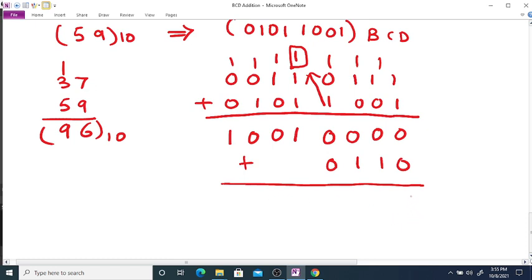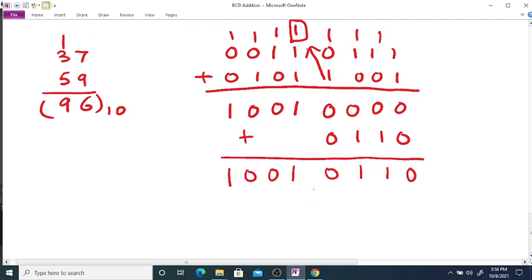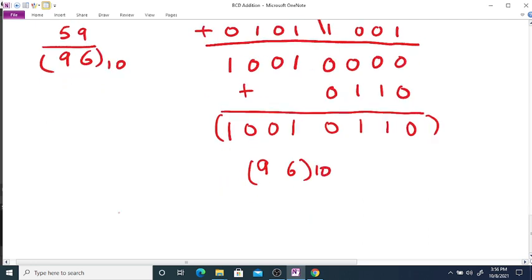Again we will get 0 plus 0 will be 0, and so on. Now if we convert this into decimal, we can see that this is nothing but 9 and 6. So we get the correct answer over here. The correct answer for the BCD addition of the given two numbers is 1001 and 0110. This will be our BCD representation of the obtained answer. Thank you.